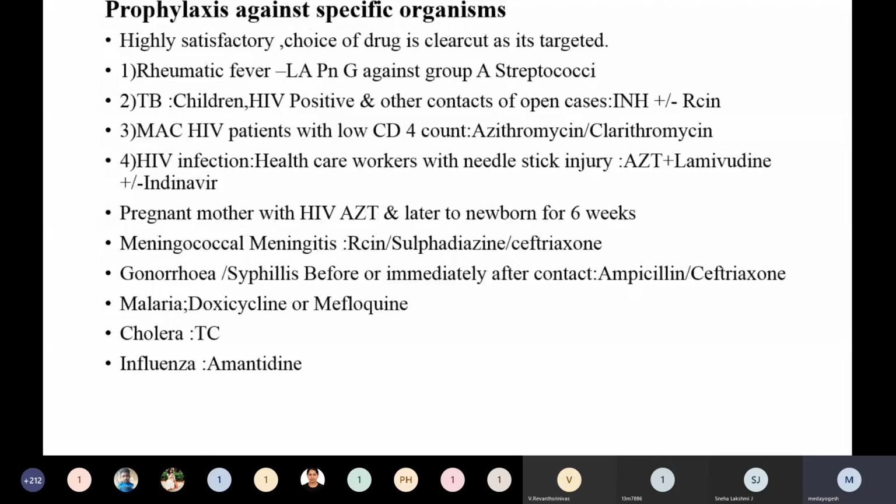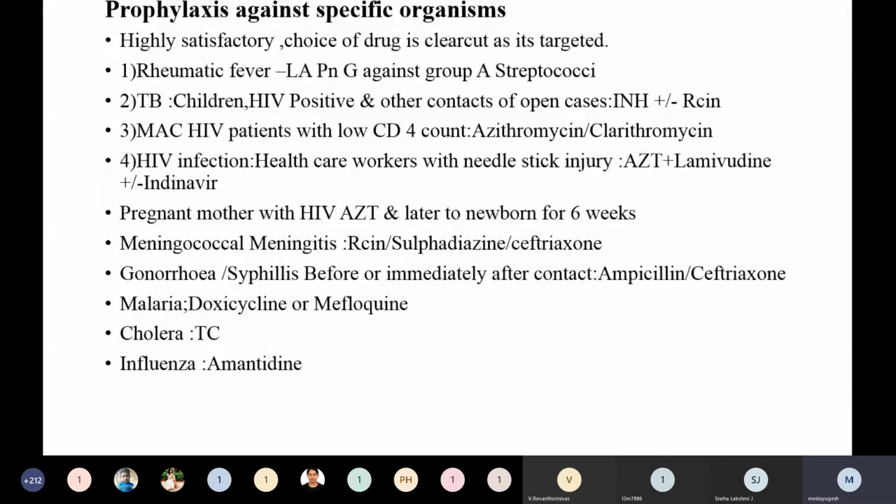In case of tuberculosis, if there is any open case at home, all the home contacts and the children, and also if an HIV positive patient is there, we have to give them prophylactic anti-tubercular drugs. Either you give INH alone or INH along with Rifampicin. Any patient of HIV with a low CD4 count is more prone to infections, so give them either azithromycin or clarithromycin.